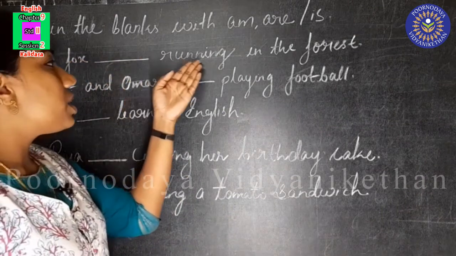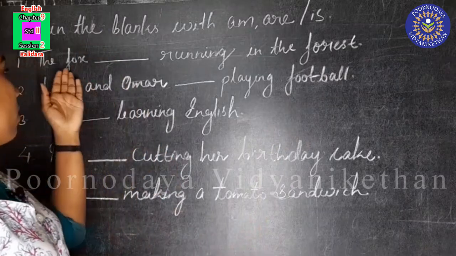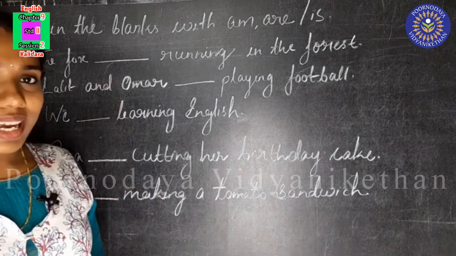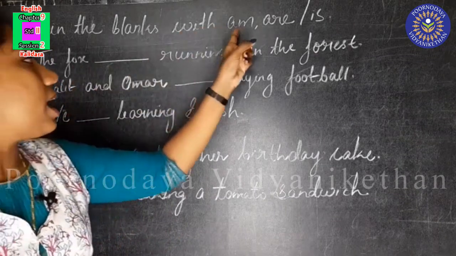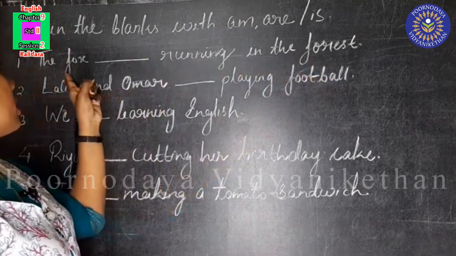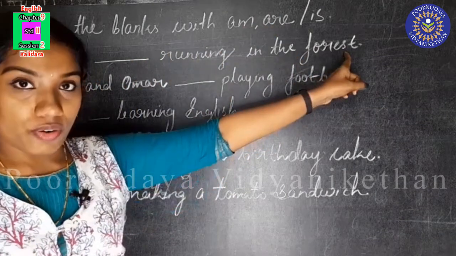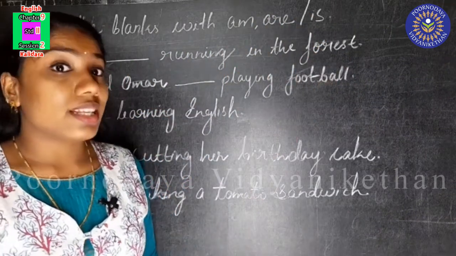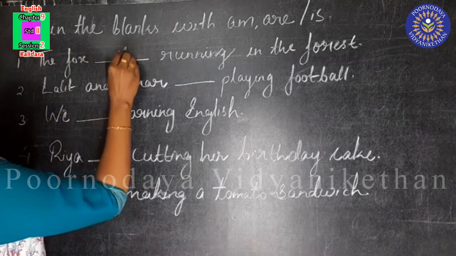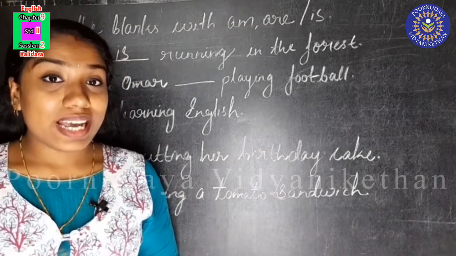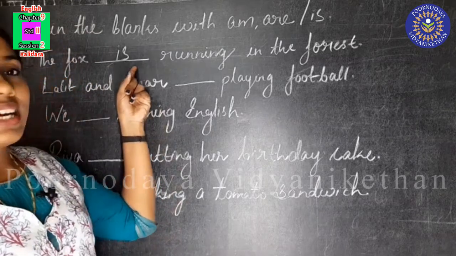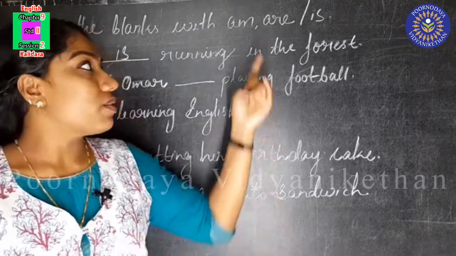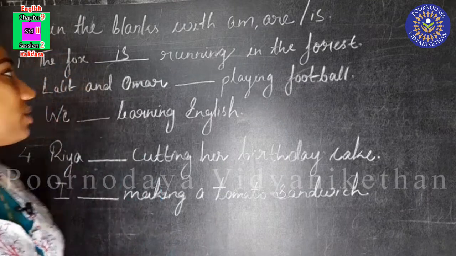The fox dash running in the forest. Now, how can we fill this blank? The fox am running in the forest, or the fox are running in the forest, or the fox is running in the forest. Yes, the fox is running in the forest. We learned that with singular forms, we'll add is, and with I, we'll add am. With plural forms, we'll add are. Now, we'll do the next one.